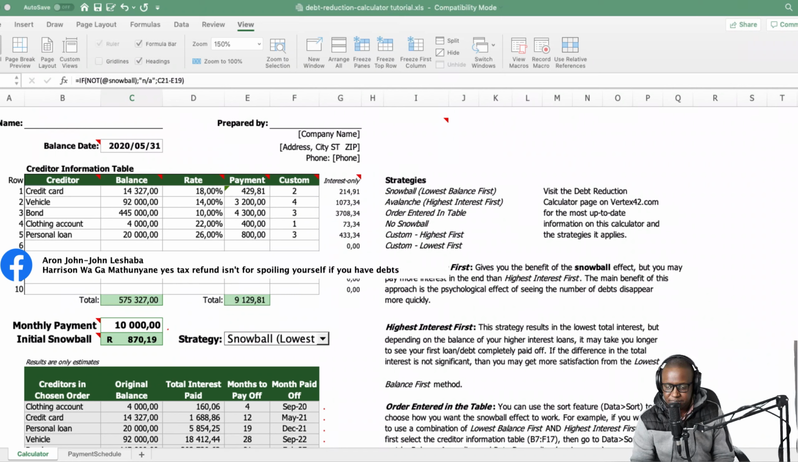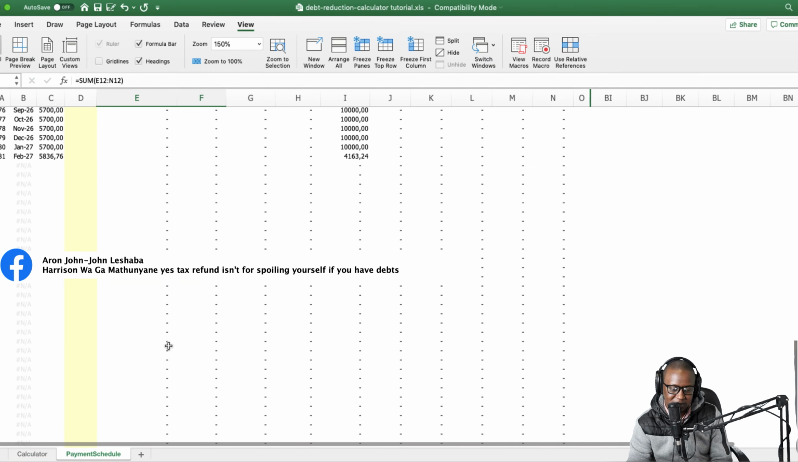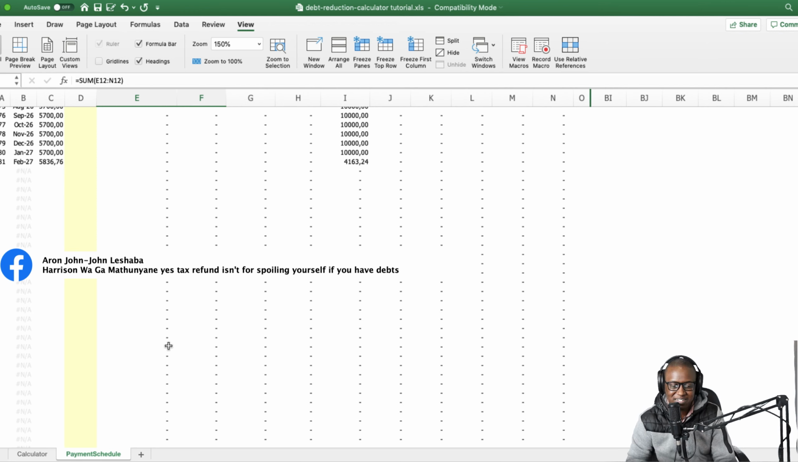Okay, let's see. Yeah, so you reduce your bond from 259 months to 100. So you saved a lot of months here. 159 months, over 12 years.